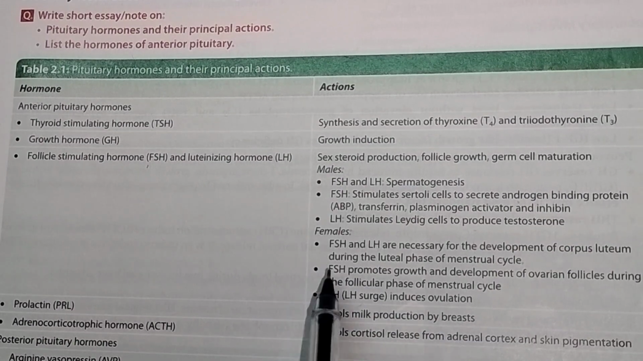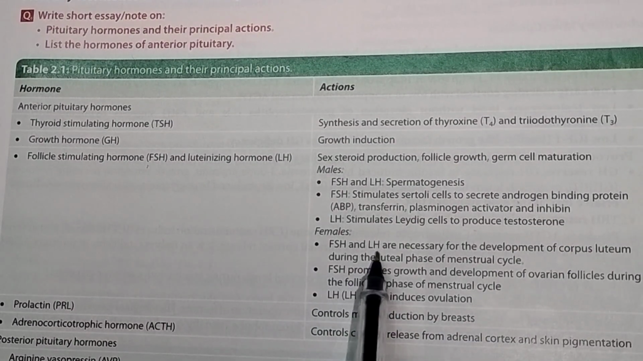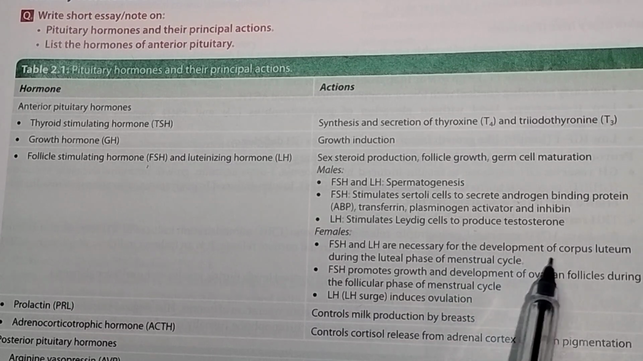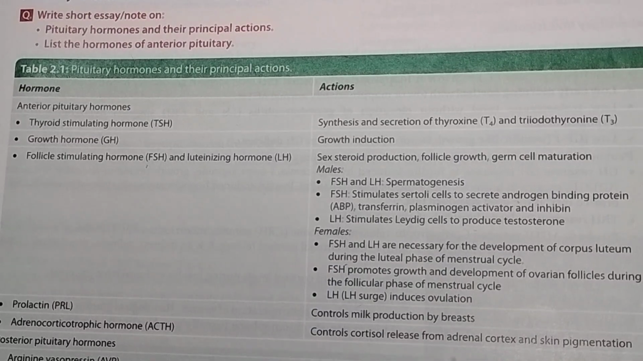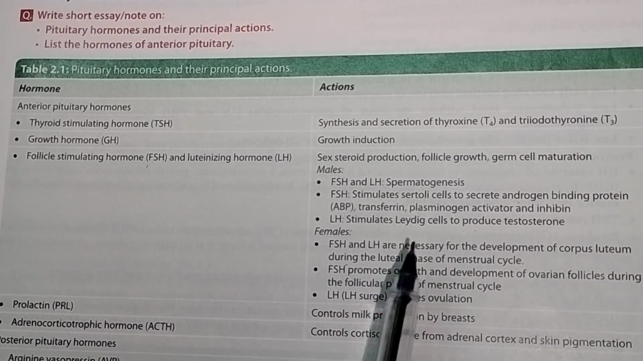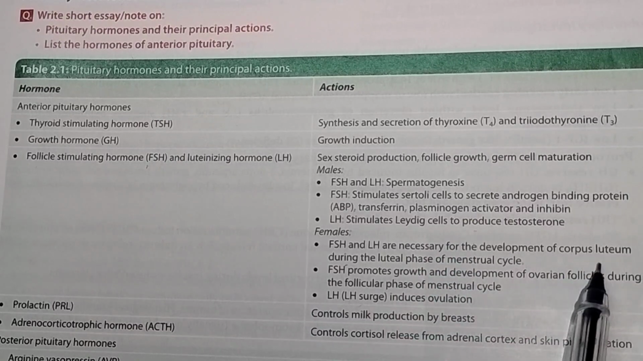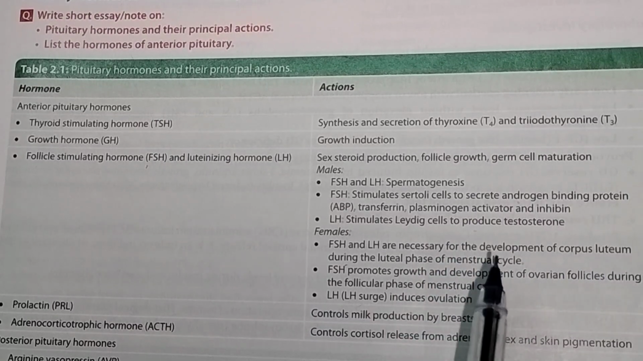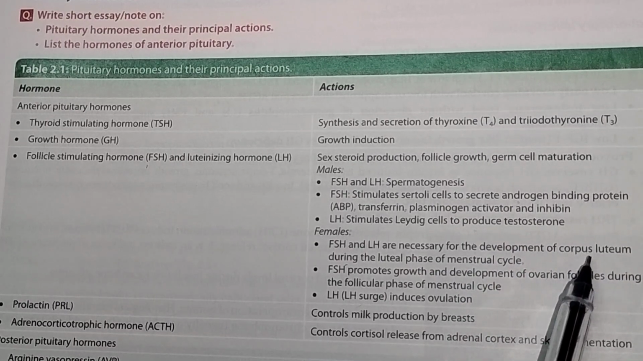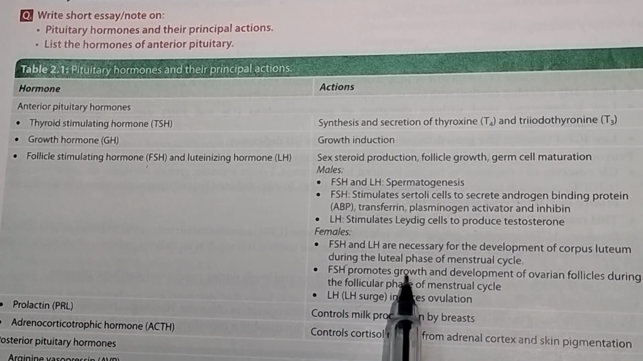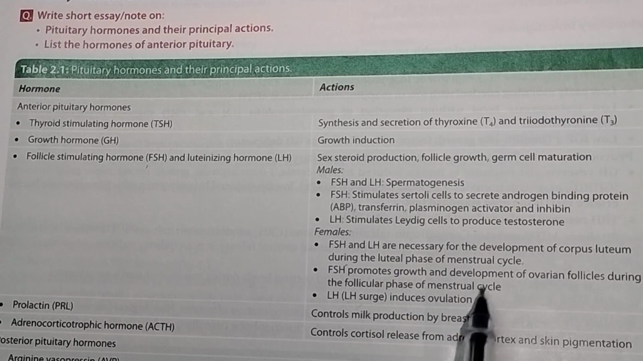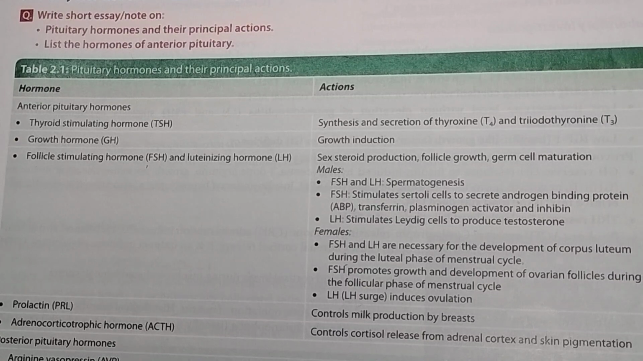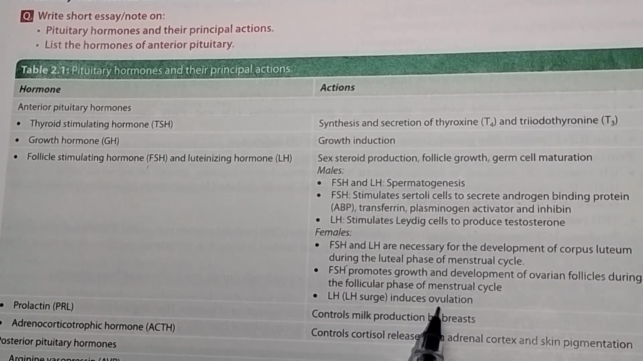Now females. FSH and LH are necessary for development of the corpus luteum during the luteal phase of the menstrual cycle. Why are they necessary? For the development of the corpus luteum. We have all studied the menstrual cycle and we all know what the corpus luteum is. FSH promotes growth and development of ovarian follicles during the follicular phase. The LH surge induces ovulation. Surge is the peak.